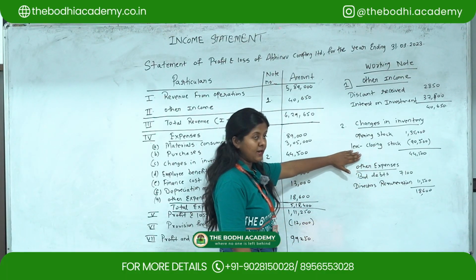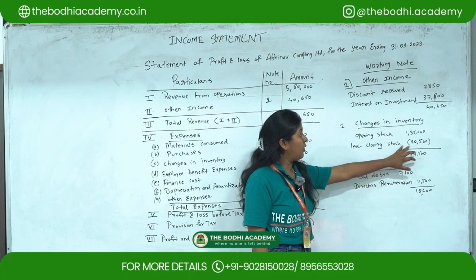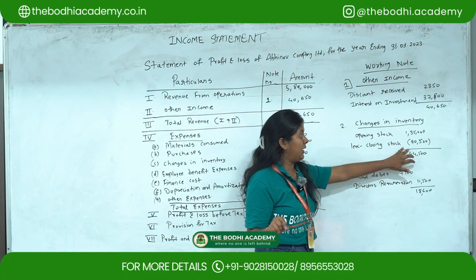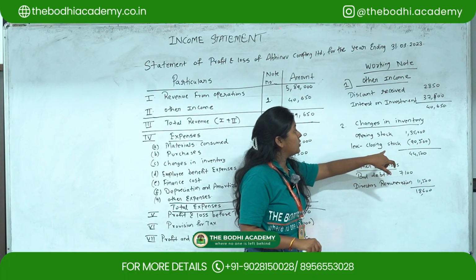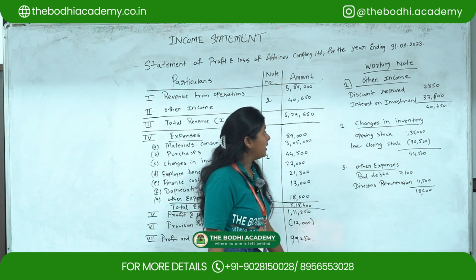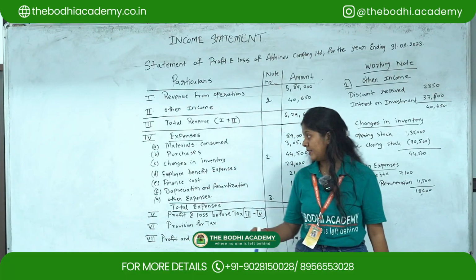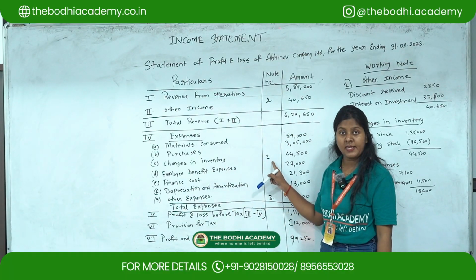So since you are minusing it, you have to show it as a negative figure. Okay, you have to put a bracket for that. It means this is a negative figure. So opening stock minus closing stock, you will get 44,500. So this is working note number 2. What you have to show under this note is the second part.